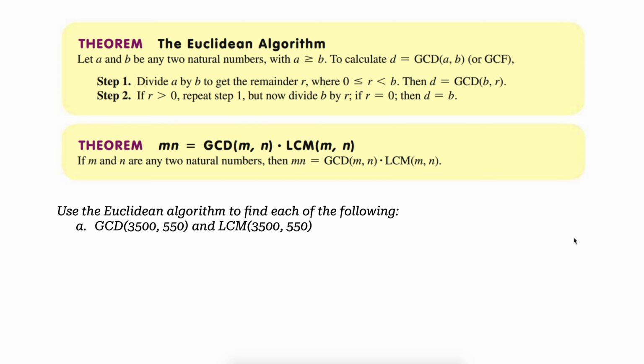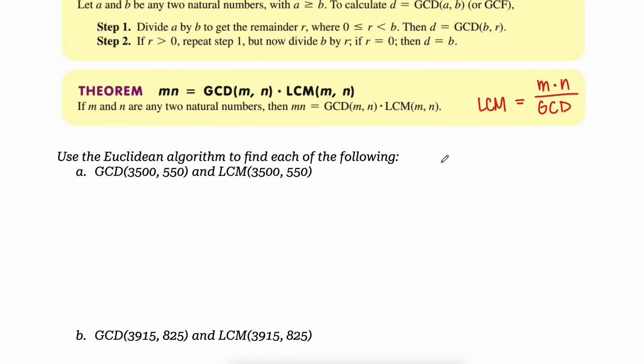So I'm going to slightly rewrite it. The second theorem, I'm going to solve for the LCM. So we have the LCM is equal to the product of the 2 numbers divided by the greatest common divisor. And again, greatest common divisor, greatest common factor, they're used interchangeably. You've probably heard me use them interchangeably in these videos. So let me start by showing you how the Euclidean algorithm works. I've got a total of 3 examples.